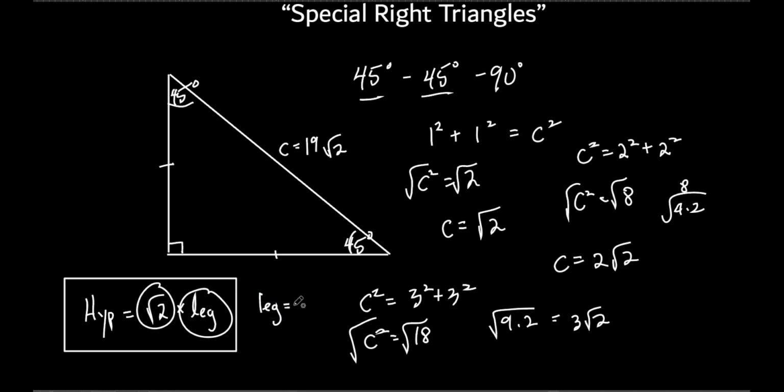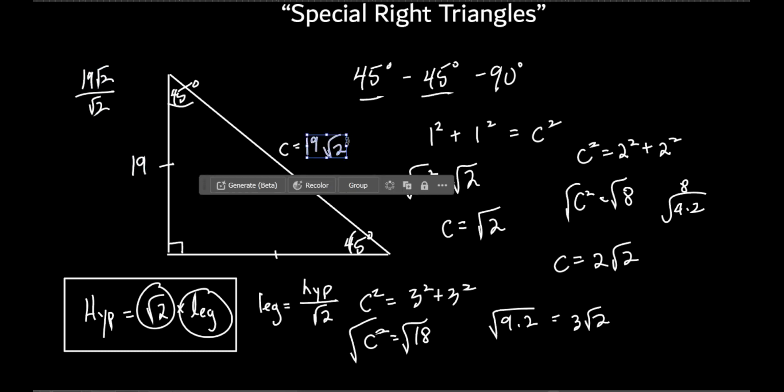So how do I find the leg on a 45, 45, 90 triangle if I know the hypotenuse? I would take the hypotenuse and do what to it? Divide it by the square root of 2. So how would I find this right here? I would go 19 square root of 2 and divide it by the square root of 2. And what do I get? I get 19.